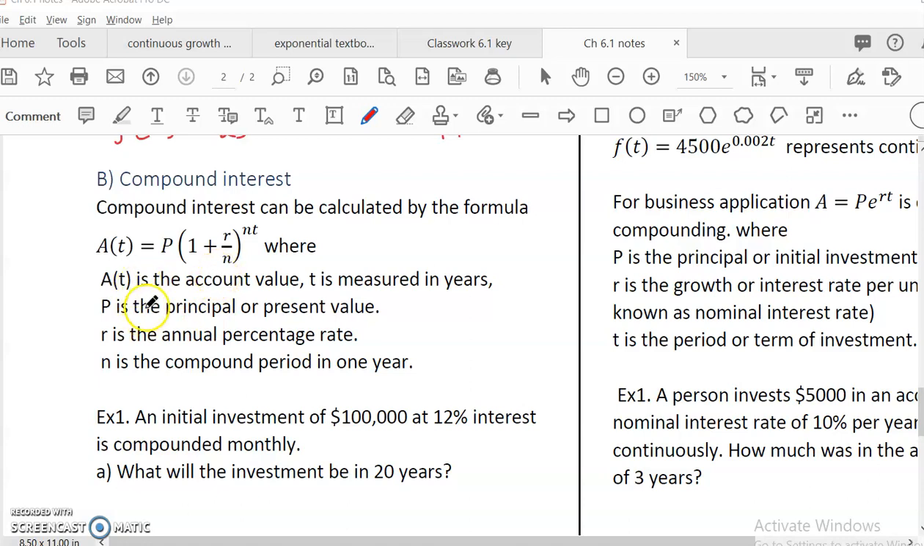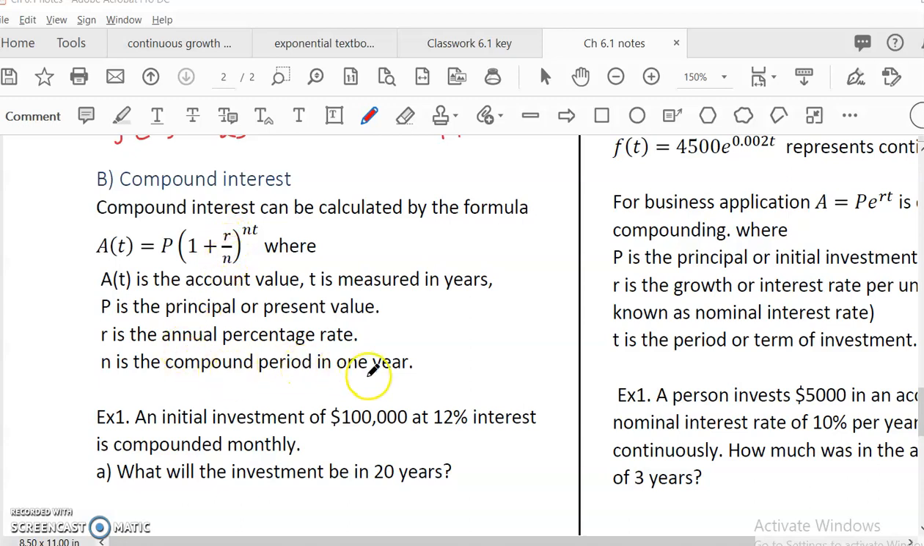So the formula that we can use to calculate such growth is A of t, which is the amount in the account in t years, and it's calculated by multiplying P, the principal or the present value, what you're investing right now, times 1 plus the growth rate. The growth rate is given as an annual percentage rate. So the bank told you annually what the rate is, and you have to figure out the period rate by dividing by n.